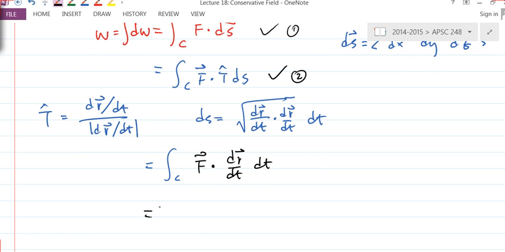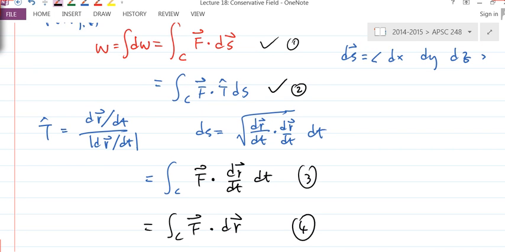So this is number 3. Then if I plug in this, cancel this dt out, I get this one here, right? So now you see 1, 2, 3, they're all basically the same thing. They all refer to the same line integral. Just remember the difference between the symbols here, right? The r here is the parametric equation for the curve, okay? And ds is the differential displacement.